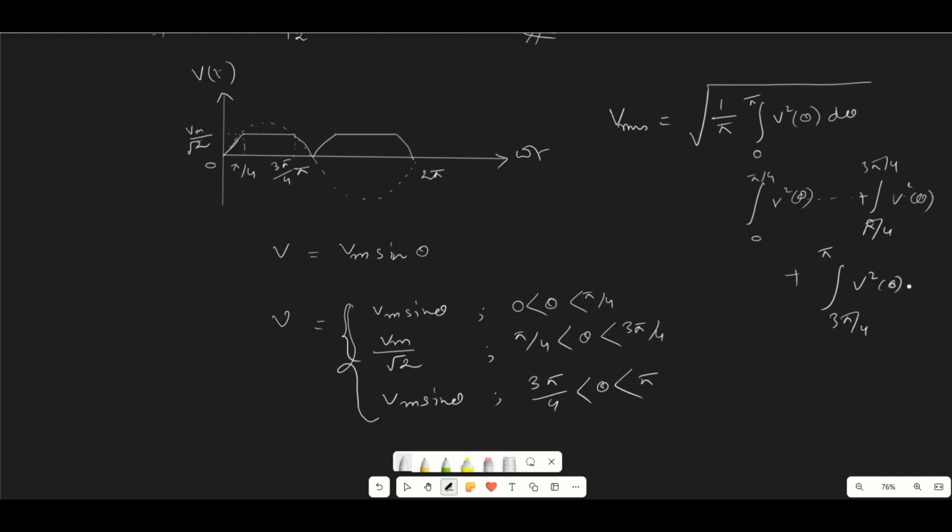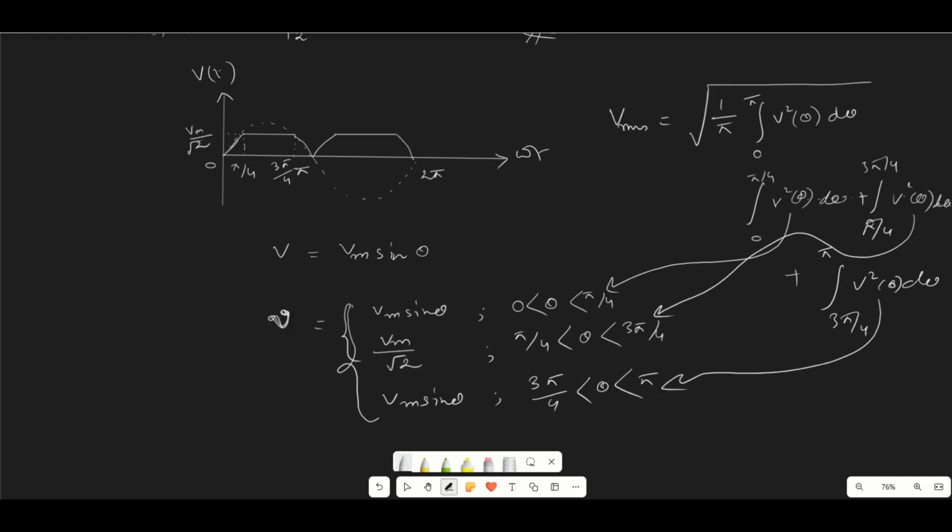Now in this V theta we will put this value, in this V theta we will put this value, and in this V theta we will put this value, and then solve. After solving, we'll get the answer. So it is as simple as that. The thing is, we have to first determine the expression for V, that means what V represents for different instances of time. Okay, so I hope it is understood.